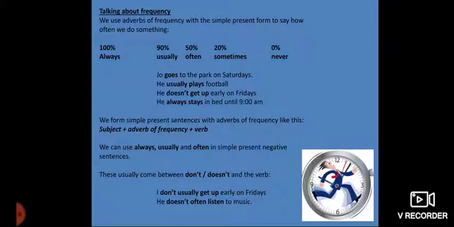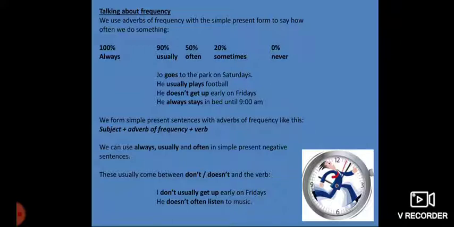Like Joe goes to the park on Saturdays. He goes to the park on Saturdays. This is something he does usually. He usually plays football. He doesn't get up early on Fridays. He always stays in bed until 9 a.m. We form simple present sentences with adverbs of frequency like this. You add the subject like I, for example. I usually go. He always does.